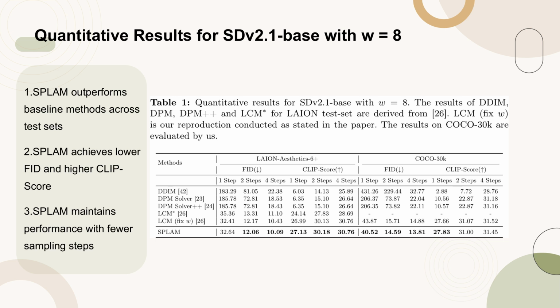The key findings show that SPLAM consistently outperforms these baseline methods across both test sets, achieving lower FID scores and higher CLIP scores at each sampling step. This indicates that SPLAM not only maintains high-quality image generation but also does so with fewer sampling steps, demonstrating its efficiency and effectiveness in accelerating the diffusion model.